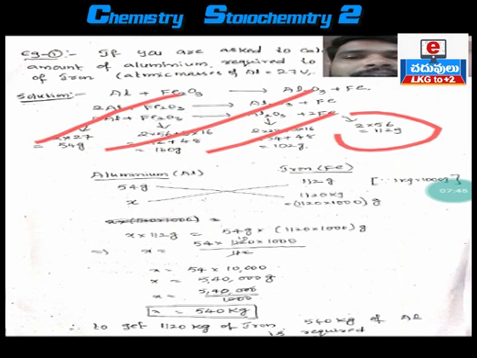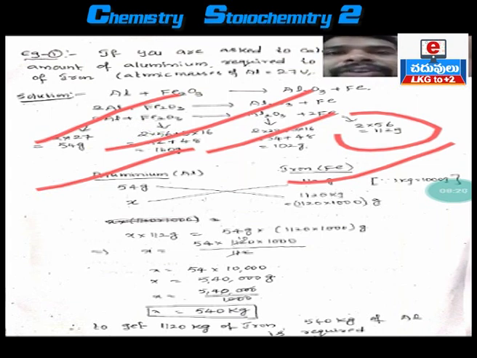Clear? Now here we need to calculate the amount of aluminium required. The amount of aluminium required should be kept on the left side. Aluminium should be kept on the left side, that we need to calculate. The amount of iron should be kept on the right side. So to solve this problem, aluminium should be kept on the left side and iron on the right side. Okay, clear?